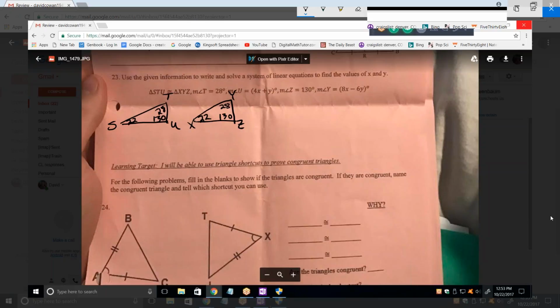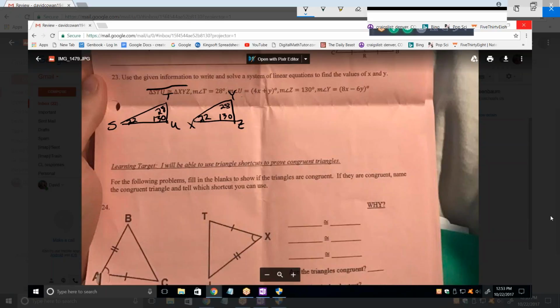Because corresponding parts are congruent, because of CPCTC. And that's what that says, is those two triangles are congruent. Now I still have a problem. Angle U, which I know to be 130.